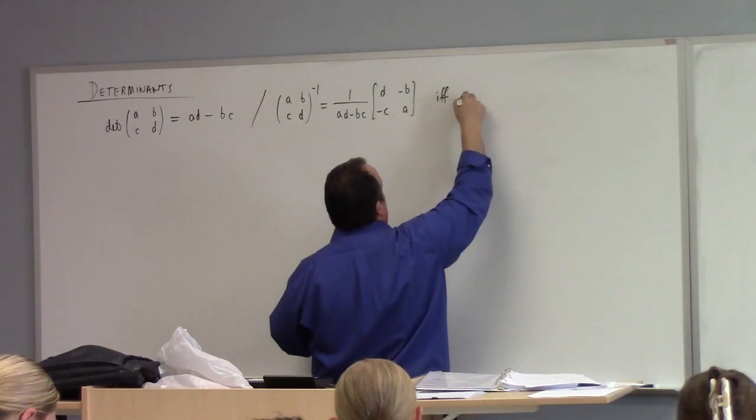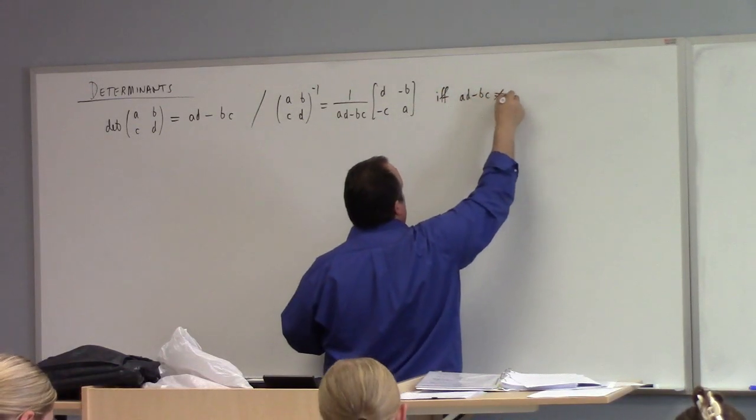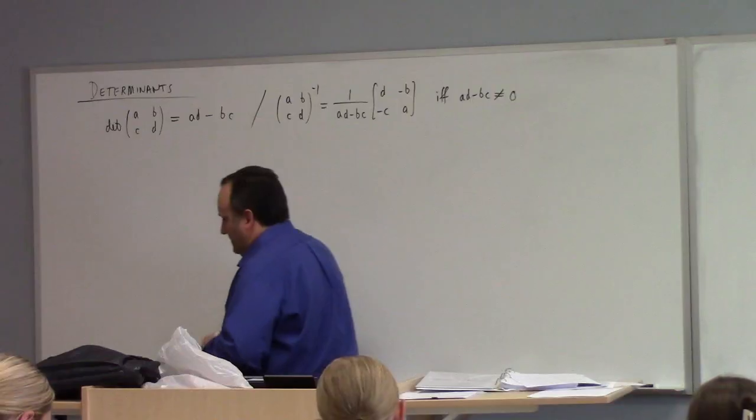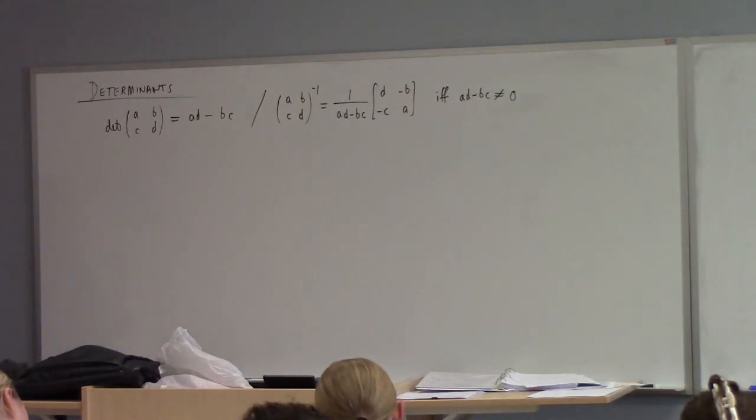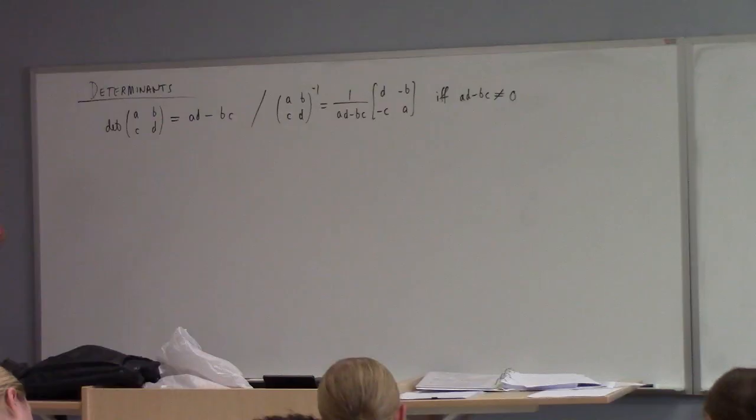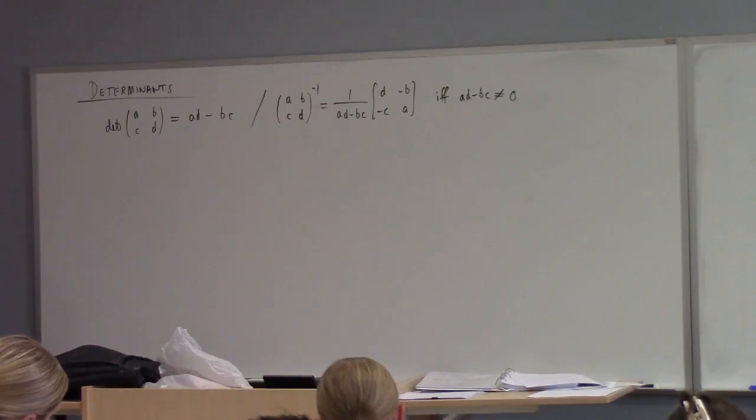Right. AD minus BC is not equal to 0. And that kind of already gives away the main story here. Spoiler alert, the point of the determinant is if it's non-zero, the matrix is invertible. This is manifestly true in the 2x2 case. The formula makes sense if and only if the determinant's non-zero. It turns out this is generally true. A matrix is invertible only if the determinant is non-zero.